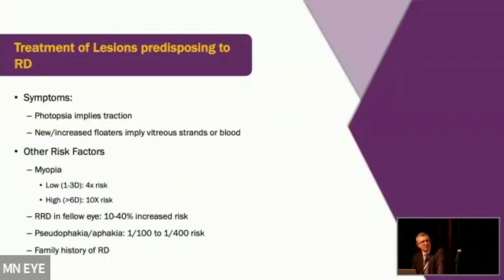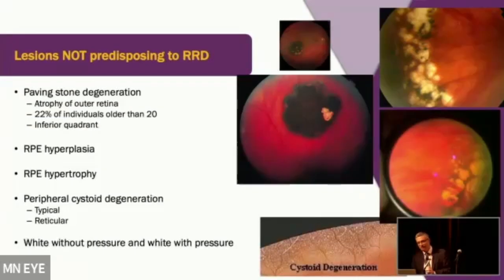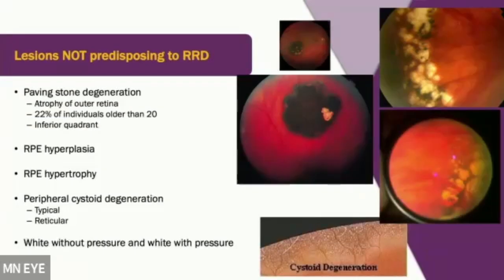Other risk factors: myopia, any myopia, even low myopia, 1 to 3, could be a risk factor, but especially high myopia is a risk factor for retinal detachment associated with the PVDs and traumas. So RD in the fellow eye, 10 to 40% of people with RD in one eye may develop RD in the other eye, and being pseudophakic is also a risk factor. So those post-cataract surgery patients, and also if they have family history of retinal detachment.